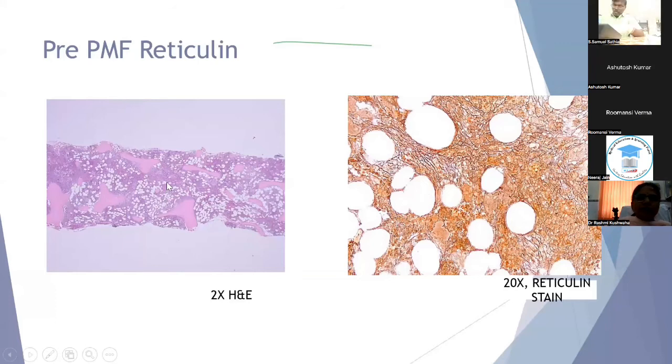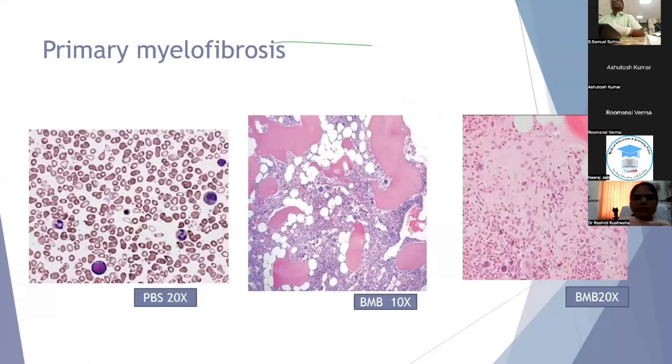This is a low power view. We can see the slightly hypercellular marrow, and this is the reticulin stain in pre-primary myelofibrosis, where the reticulin fibrosis is not that greatly increased. Now, this is a case of primary myelofibrosis.